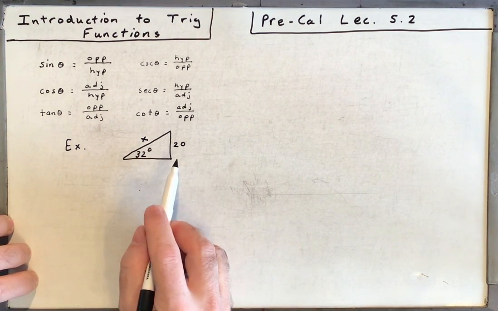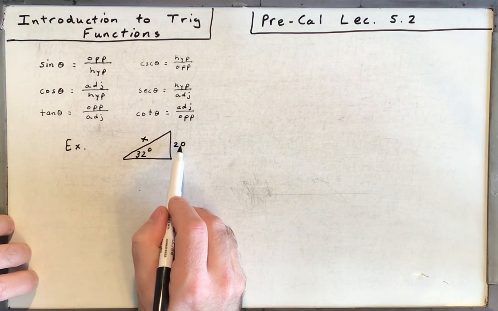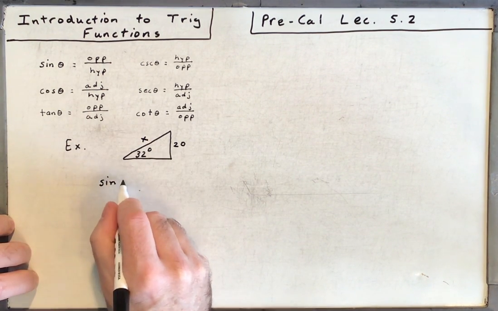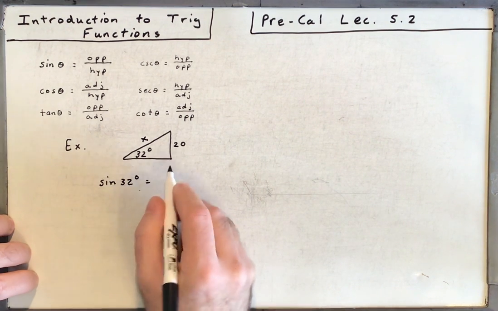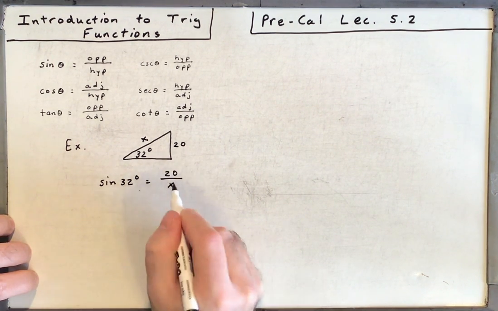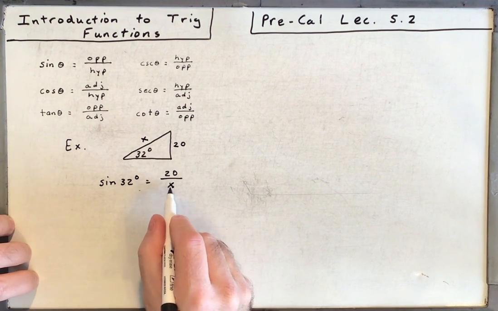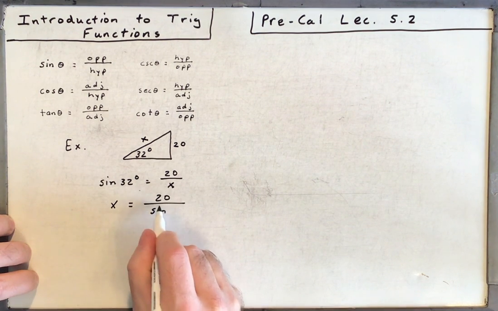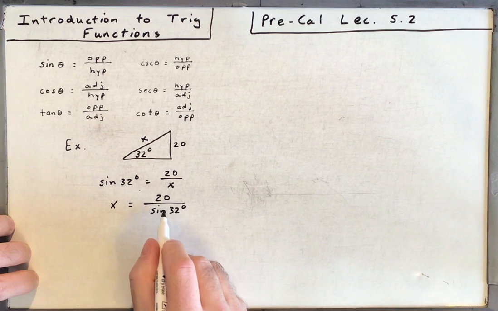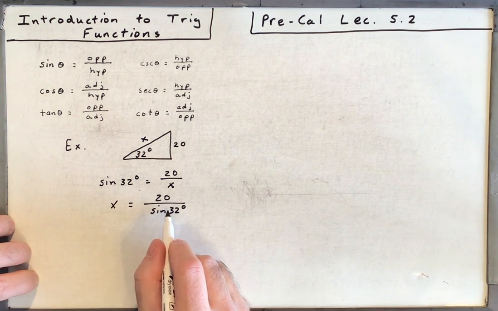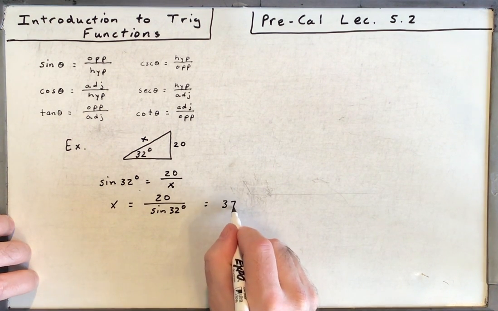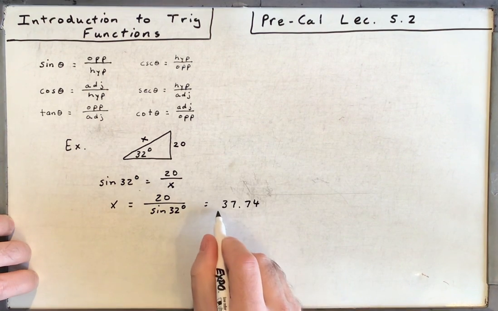So which trig function uses opposite and hypotenuse? Well, it's sine. Okay, so we would know that sine of 32 degrees is equal to 20 over x. So solving for x, we bring x out front. That's going to be 20 over sine 32. You need to put that into your calculator. Make sure your calculator is in degrees. All right, and you should get 37.74. If you don't get that, then maybe your calculator's in radians.